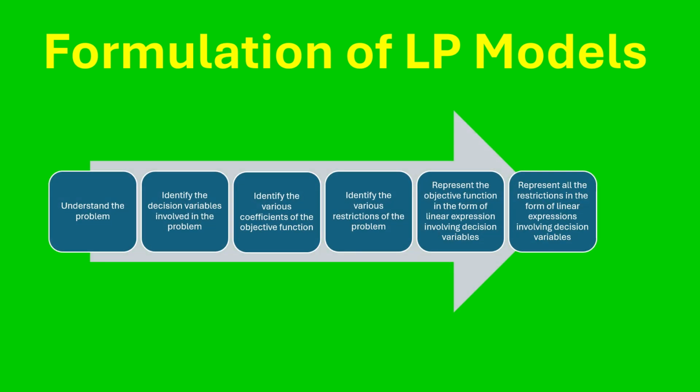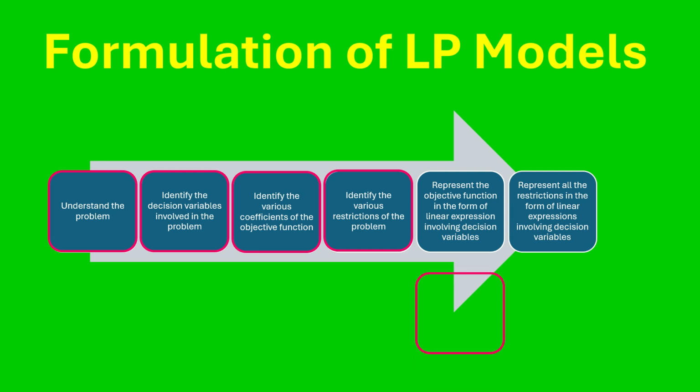For a successful formulation of an LP model, we need to follow these steps. That is, we need to understand the problem, identify the decision variables involved in the problem, identify the various coefficients of the objective function, identify the various restrictions of the problem, represent the objective function in the form of linear expressions involving decision variables, and finally represent all the restrictions in the form of linear expressions involving decision variables.